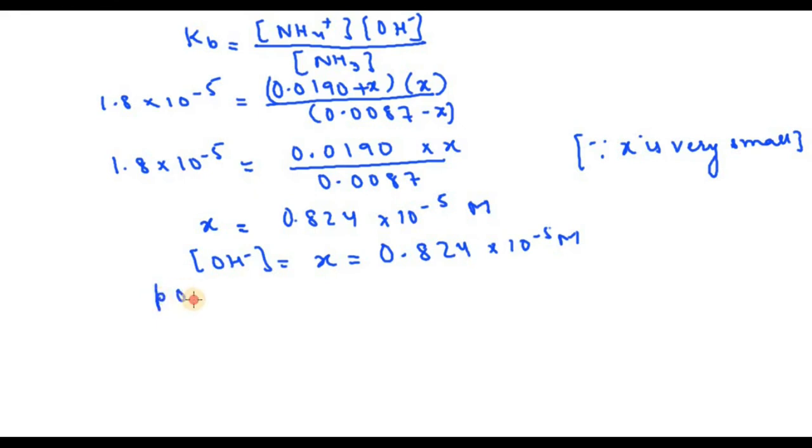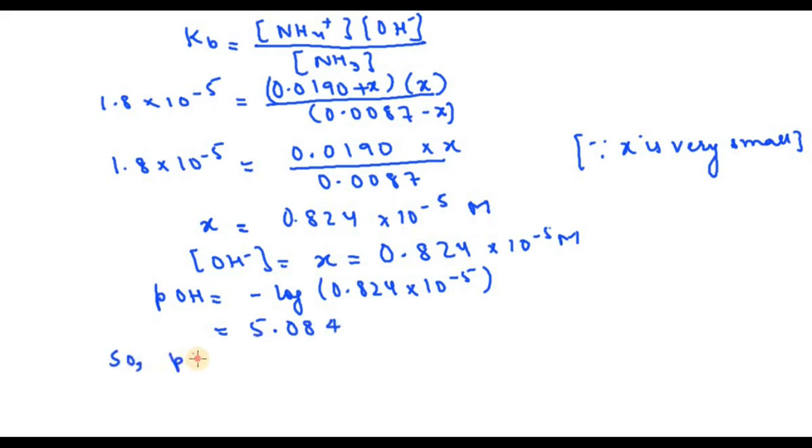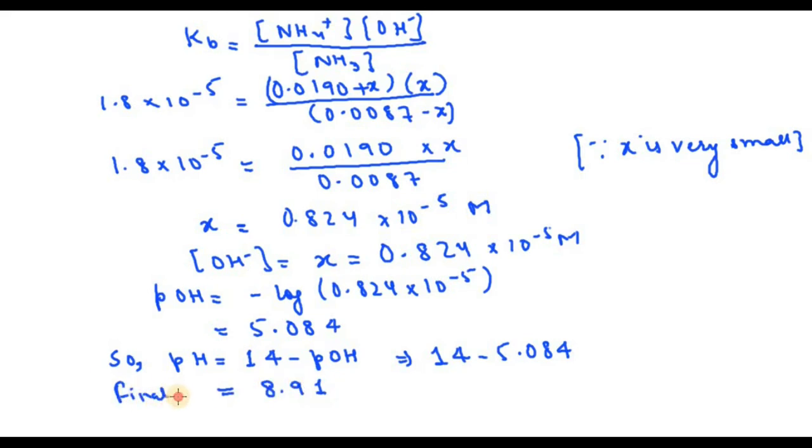Let's calculate its pOH. So pOH will be equal to minus log of OH-. Here we will put this value, 0.824 times 10 to the power minus 5. After calculating, we get pOH equal to 5.084. We know pH is equal to 14 minus pOH. So it would be equal to 14 minus 5.084. So it comes out to be 8.91. So our final pH comes out to be 8.91. And this is our final answer.